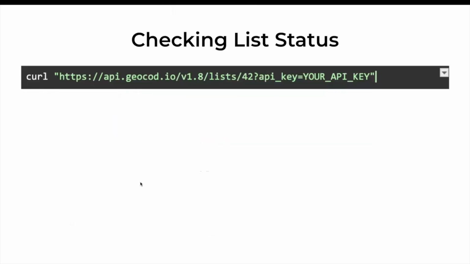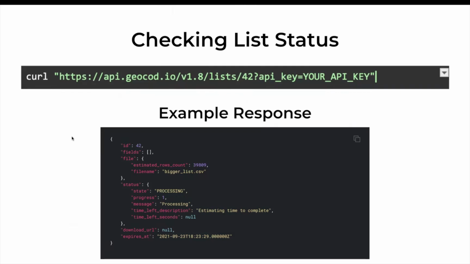Once you've uploaded your list, you'll want to check its progress. Use a GET request with the list's ID to retrieve this information. The response shows you everything you need to know. State will indicate whether your file is processing or completed. Progress informs you of the percentage of the file that has completed processing. Time left seconds estimates how much time is left until the job is finished, in seconds. Finally, download URL includes a link to download the finished spreadsheet. This only appears when the job is complete.